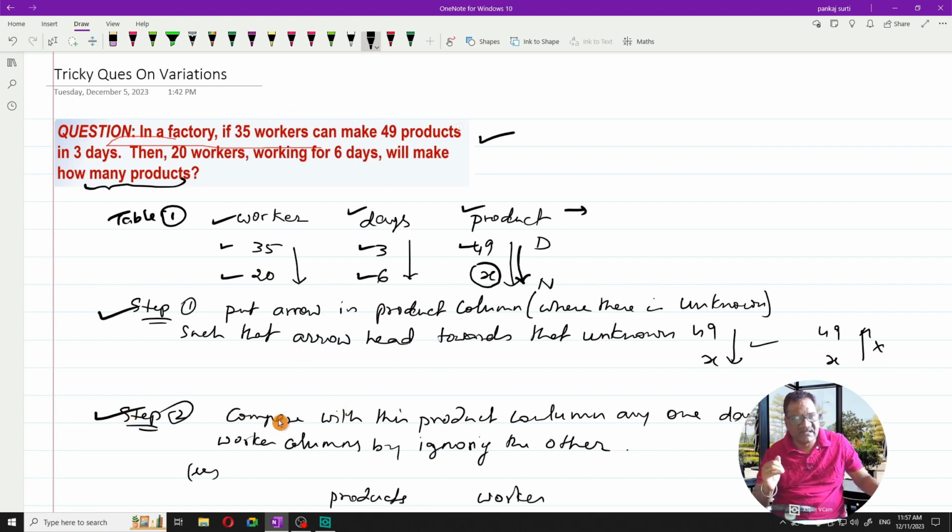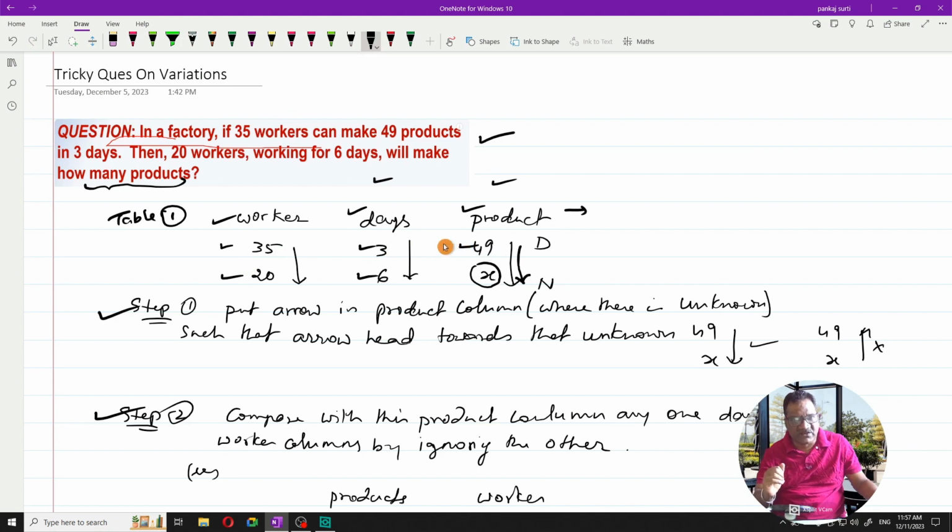Step number 2 is to compare with this product column any one, either the days or the workers column, by ignoring the other. So first you compare the product column, that is the unknown column, with the days column, and while doing that you ignore the workers column. Next, you compare the product column with the workers column, and this time you ignore the days column. That's how you have to do things.